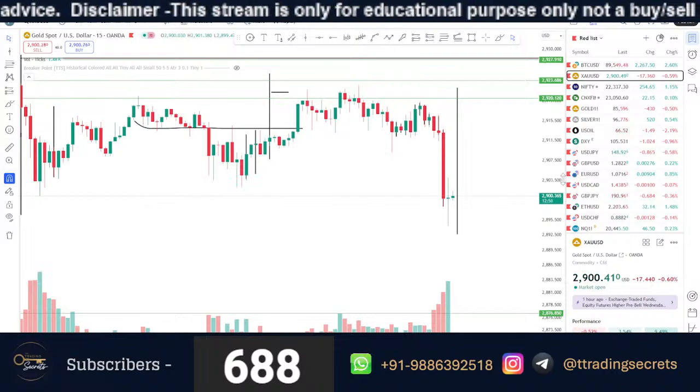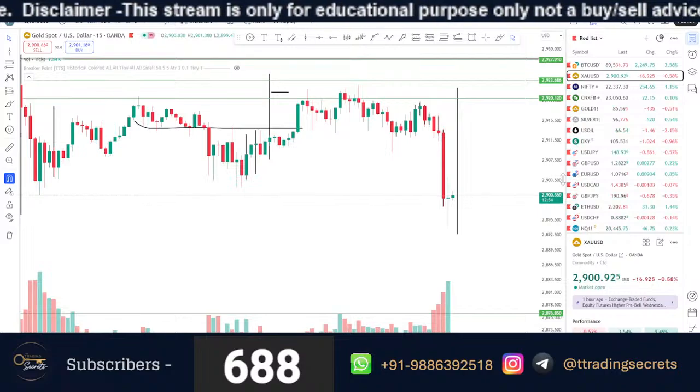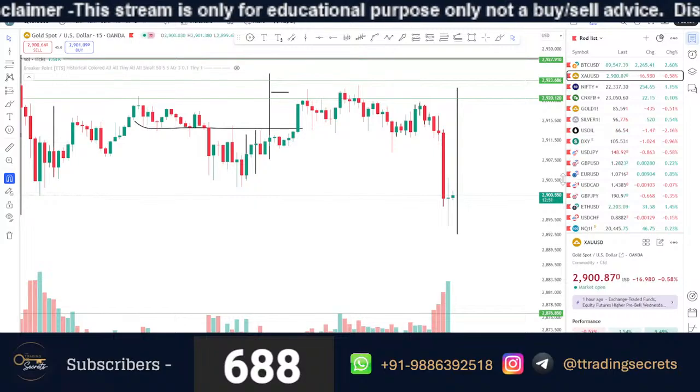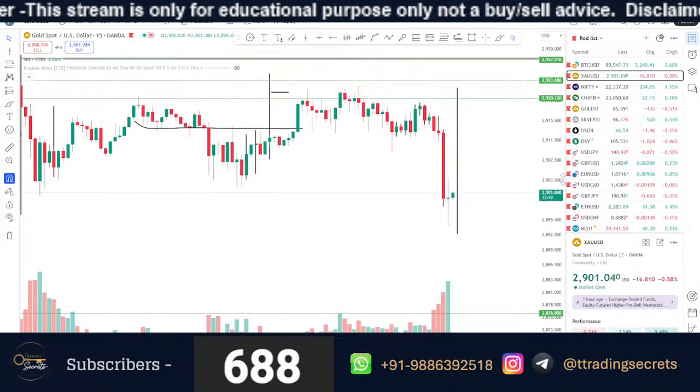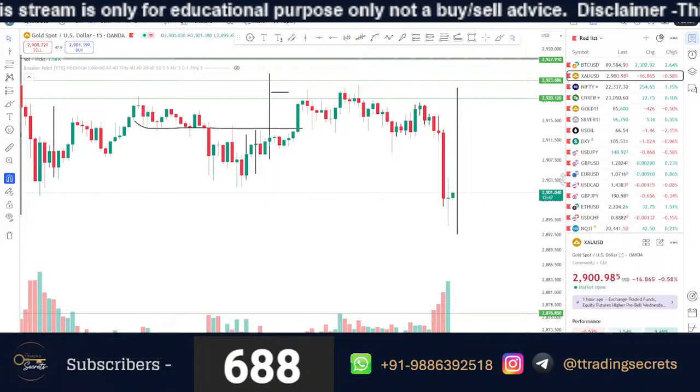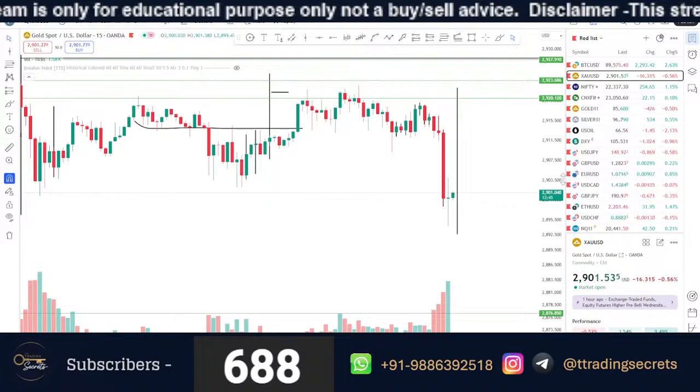So currently the trade is running with 230 pips. MTSL is one thing that you guys have to follow. When MTSL is hit, you exit.